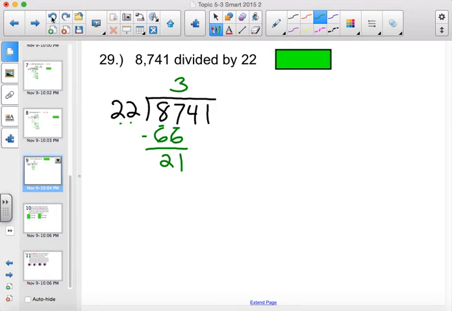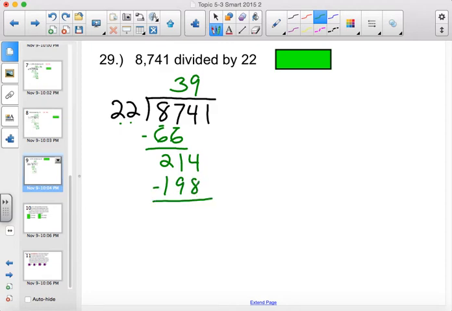All right, we bring down our 4. And now we have 214 divided by 22. 22 divides that 9 times. 9 times 22 is 198.